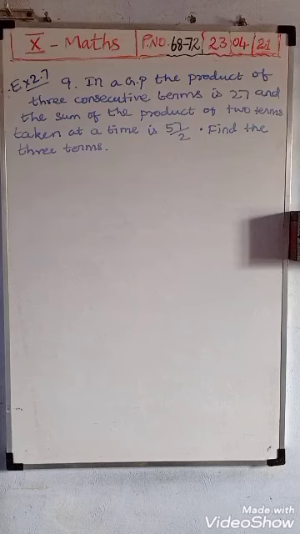See next, ninth question. In a GP, geometric progression, the product of three consecutive terms is 27 and the sum of the product of two terms taken at a time is 57 by 2. Find the three terms.